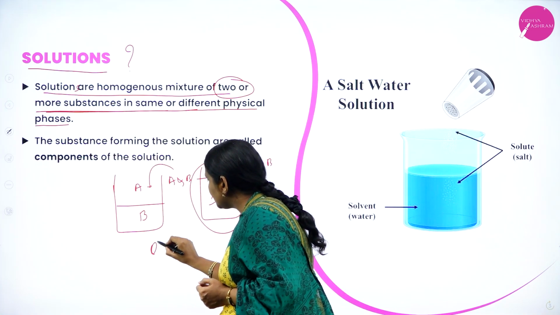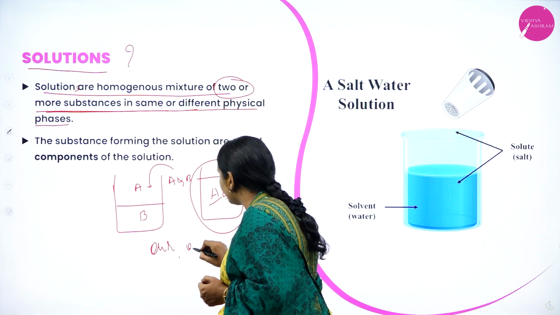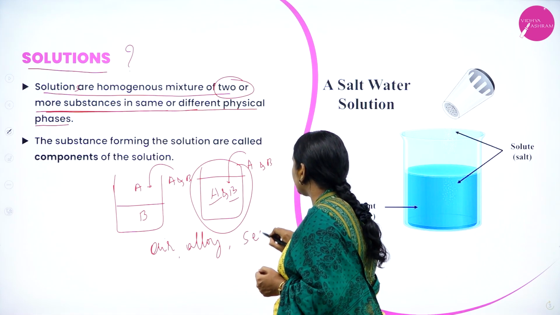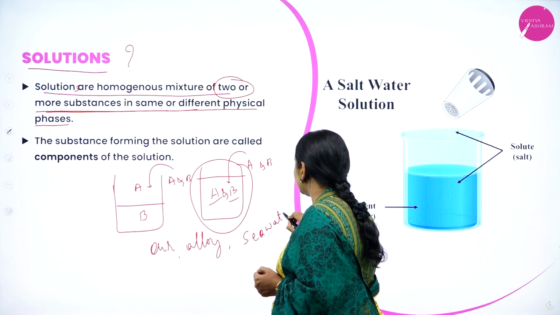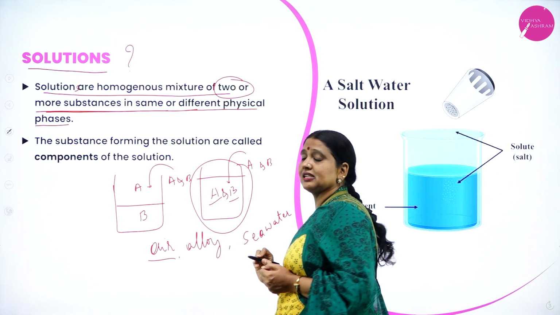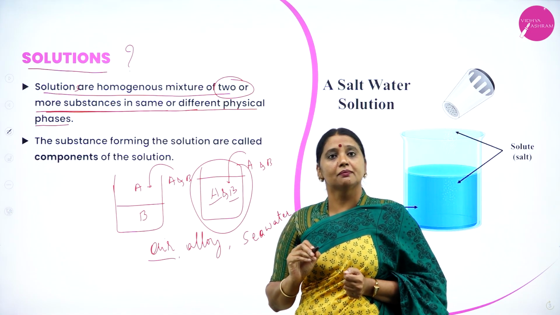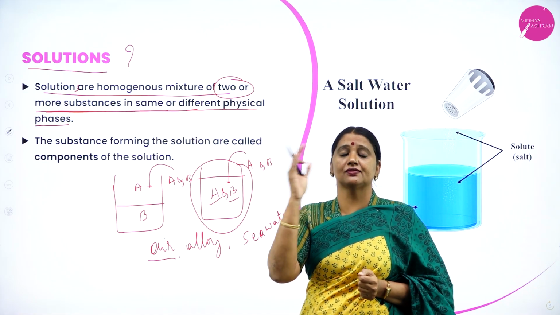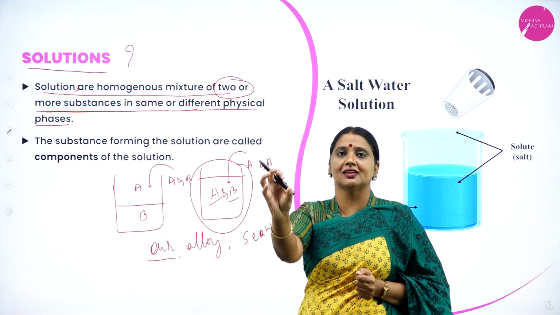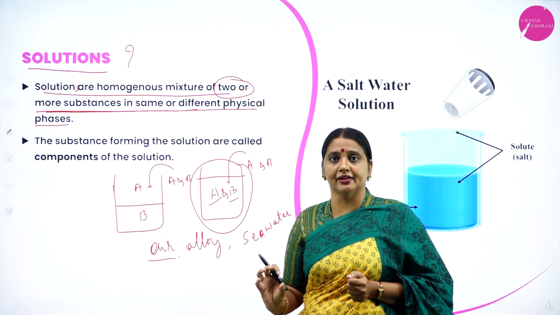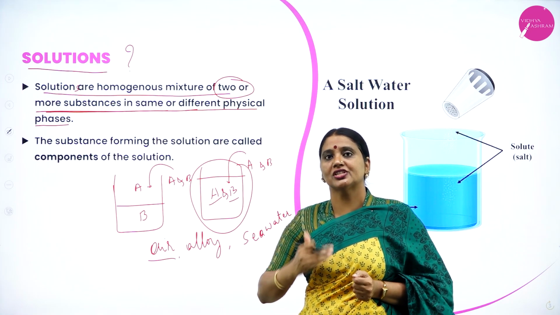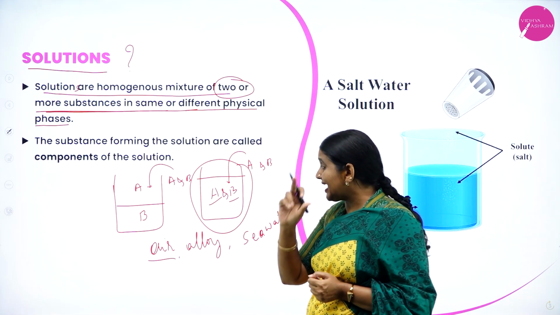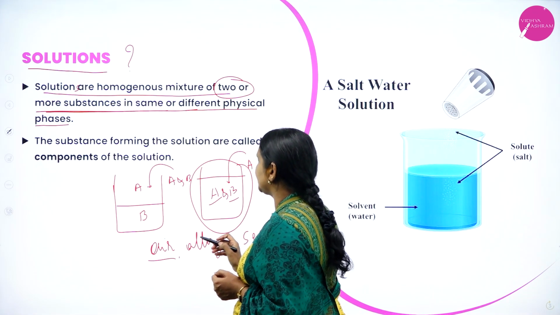Now, air is also an example of a solution. Alloy is also an example of a solution. Seawater is also an example of a solution. Why is air an example of a solution? Because, as you know, air contains so many gases. But we are not distinguishing between an oxygen layer, a nitrogen layer and a carbon dioxide layer. All gases are homogeneously mixed with each other. It is called what? Air. So air is a beautiful example of a homogeneous mixture.